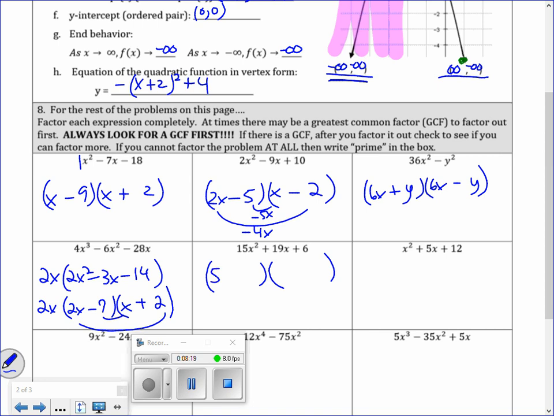I'm going to try 5x times 3x for my 15. And 6, I'm going to try 3 and 2, so I can't put the 3 in the back, so put 3 here and 2 there. Let's check it out. It's 10x and 9x makes 19. I'll just make everything positive, and it all works. Over here in the end, 12 is made by 6 and 2, 3 and 4, 12 and 1, but those don't make 5, so this is prime.